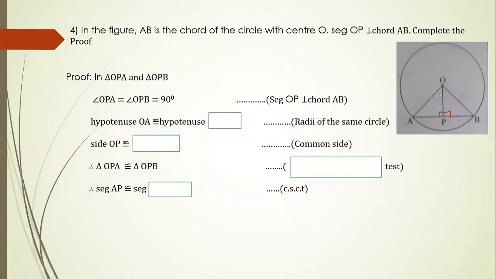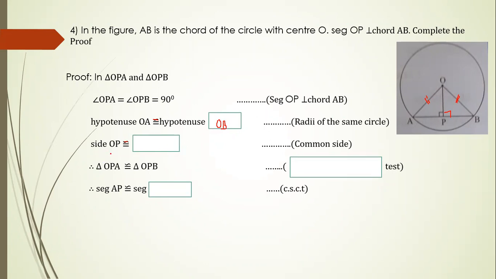So in triangle OPA, can you see OPA? OA is the hypotenuse of triangle OPA, and OB is the hypotenuse of triangle OPB. And if you will see carefully, both the hypotenuse are the radius or the radii of the same circle. Right? So here OA is written. So I'm going to write here OB.